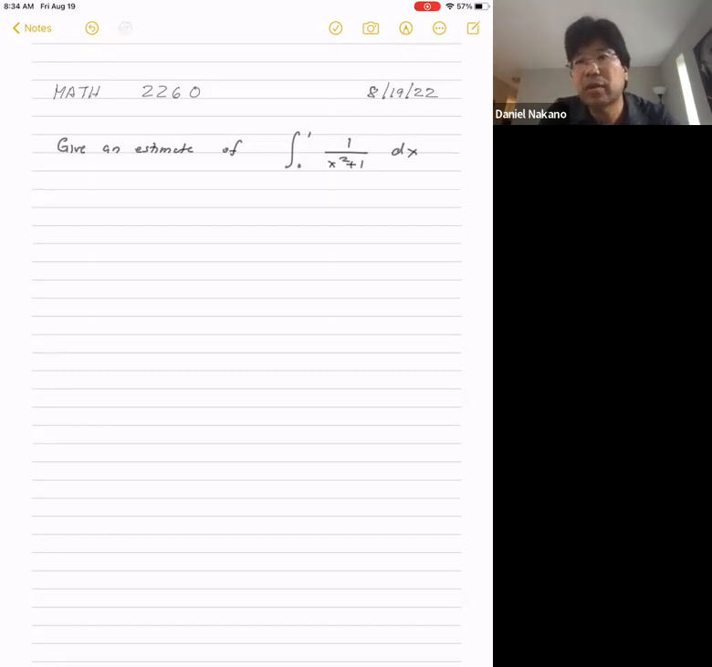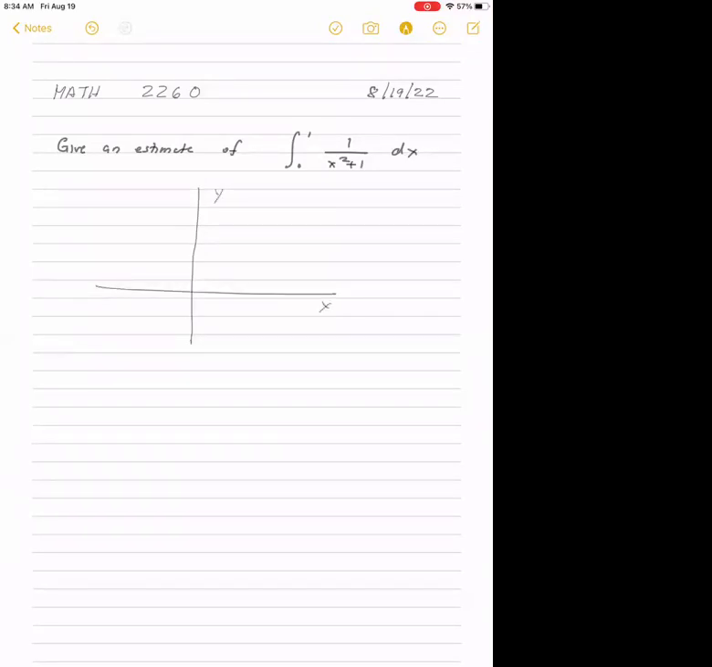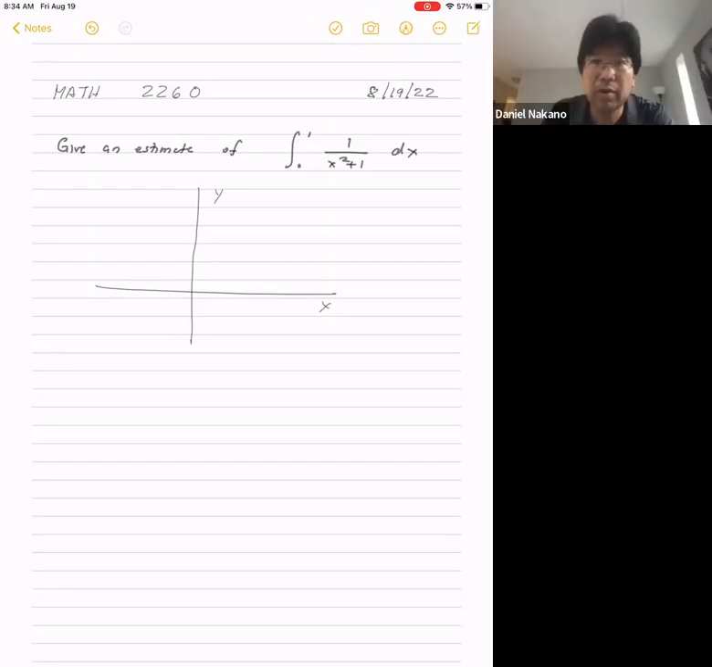All right, so this is going to represent an area, and let's draw the graph first. So here's x and y. This function 1 over x squared plus 1 is always going to be positive. At 0, the function is 1. It's just going to curve down, and it's going to asymptotically go to the x-axis when x goes to infinity, and asymptotically go to the x-axis when x goes to minus infinity.